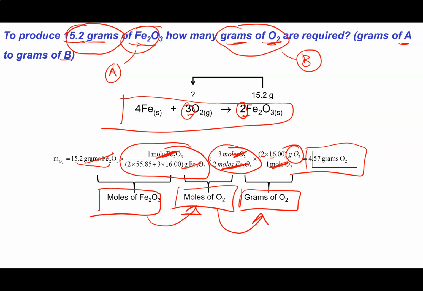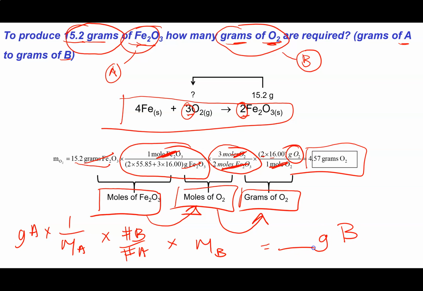So how did it go? It went grams of A times 1 on the molar mass of A times the number of B's over the number of A's times the molar mass of B every single time, and then that will give you the grams of B. It's really that easy.